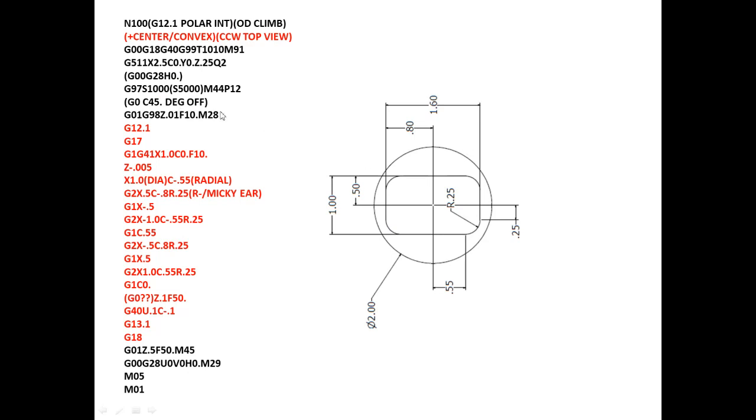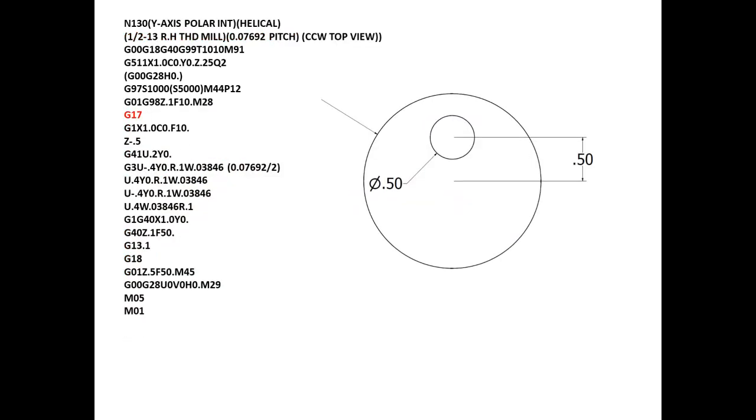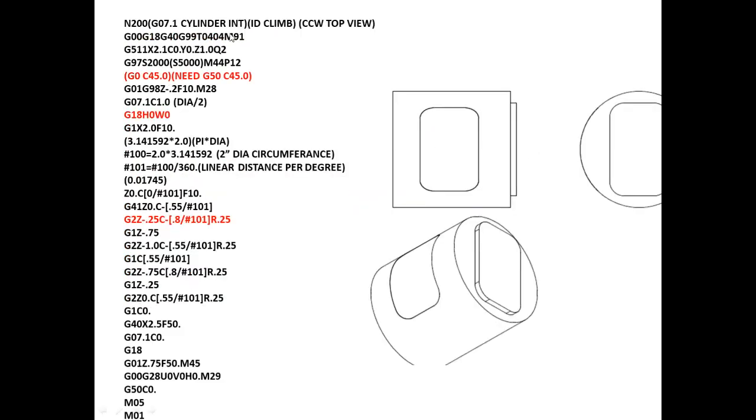So your C-axis will move 45 degrees, and once you start G12.1 in the exact same program, you don't have to change anything. We're still going to do the same shape, but the C-axis is already repositioned 45 degrees. So that's one way you can do a different location of the C-axis for polar interpolation. That's a little different than the cylindrical interpolation here.